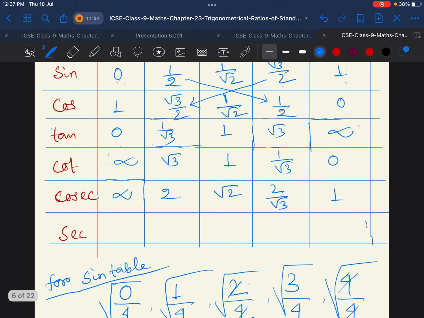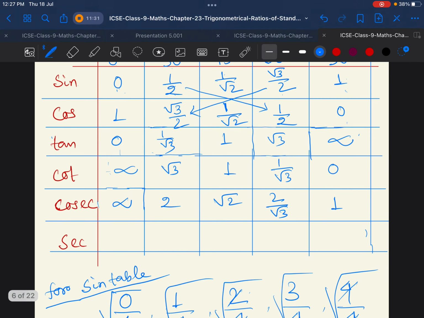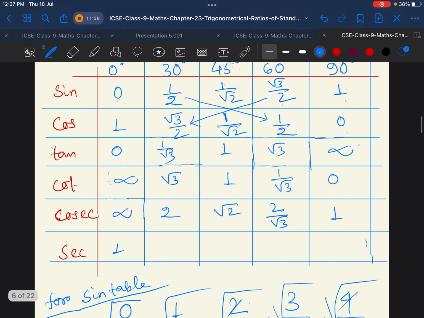Now sec theta. Sec 0: sec is the reciprocal of cos, so here you see 1 by 1, this will be 1. Sec 30 is 2 by root 3. Sec 45 is root 2. Sec 60 is 2 and sec 90 is the reciprocal of cos, so 1 by 0 is not defined. This is infinite.